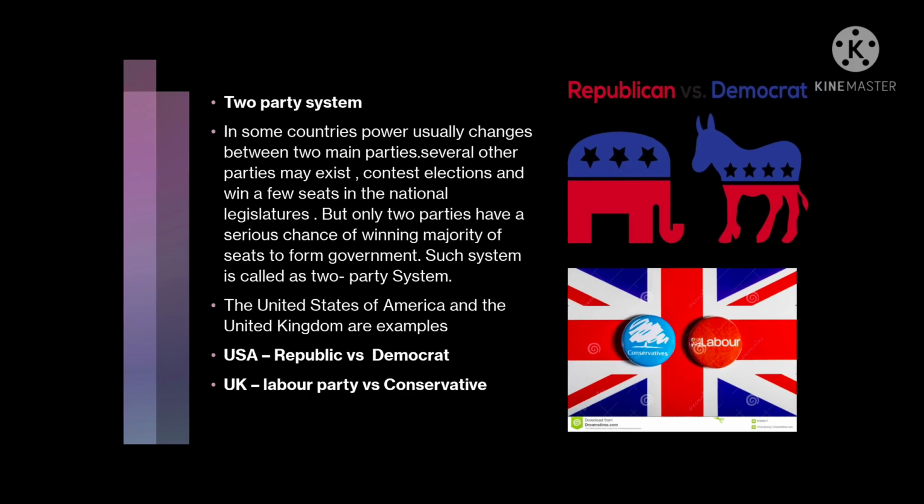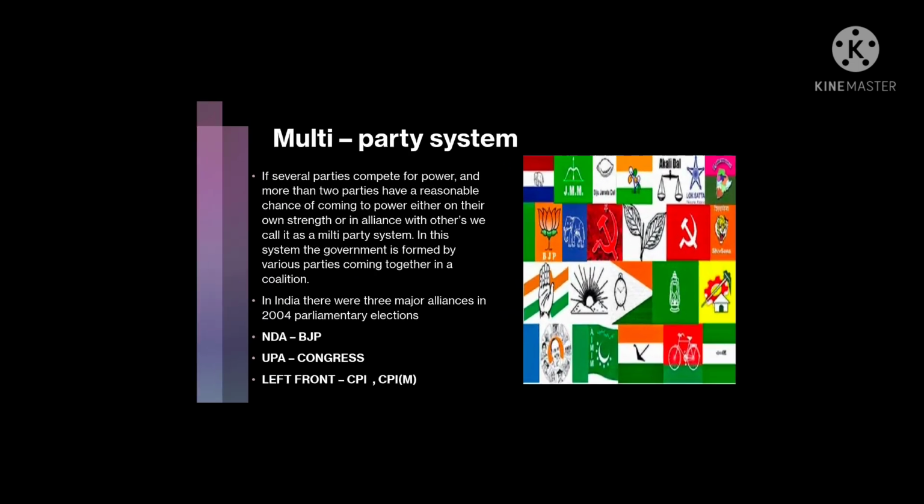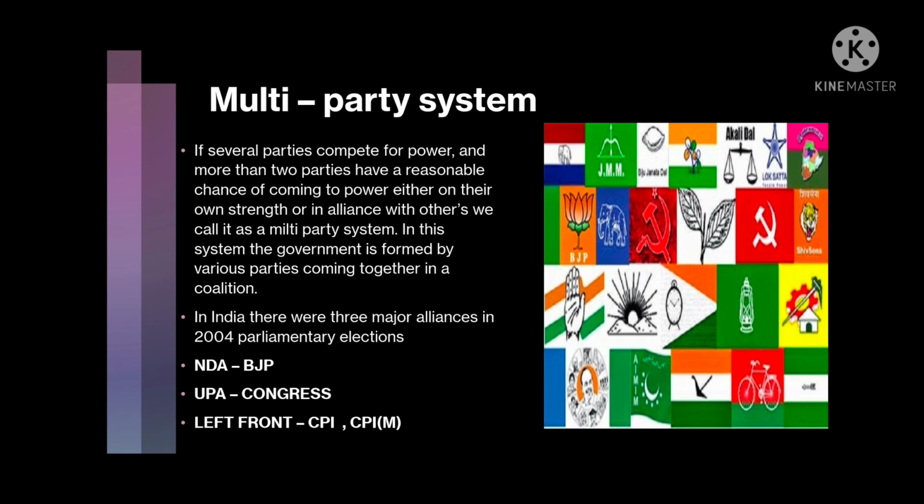Come to the next party system. If several parties compete for power and more than two parties have a reasonable chance of coming to power either on their own strength or in alliance with others, we call it a multi-party system. That means more than two parties means multi-party. One party, two party, multi-party. So India is the best example of multi-party system.